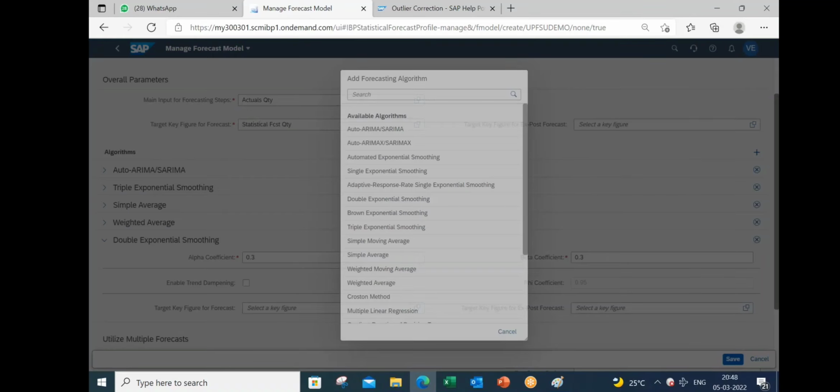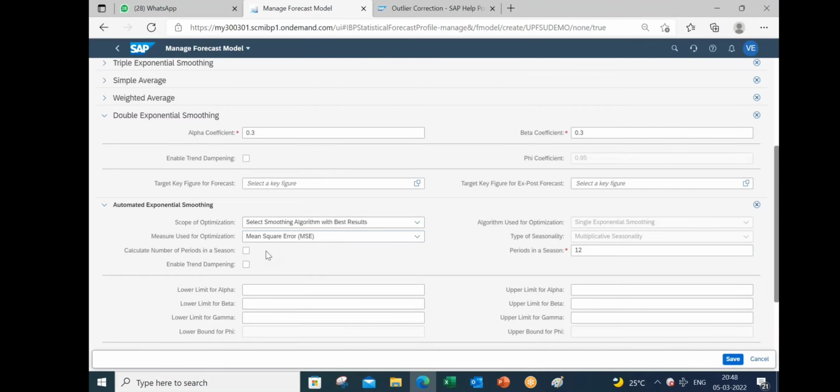in double exponential smoothing. If I'm choosing not adaptive, I'll show you automated exponential smoothing. If I'm selecting automated exponential smoothing, see here it is asking lower limit for alpha, upper limit for alpha. It keeps on incrementing. Now I'll say 0.1 to 0.9. From 0.1 to 0.9, it will decide what my alpha is, what my gamma is. It will keep on testing with 0.2, 0.3, 0.4, 0.5. Then it will see which is a good forecast, which is giving me the best forecast.